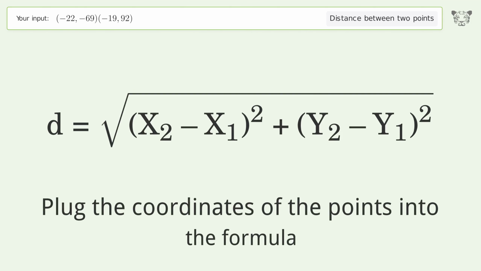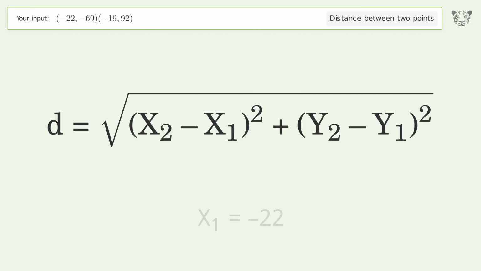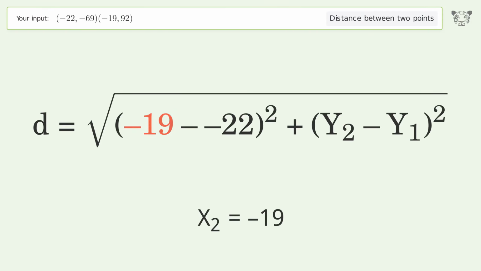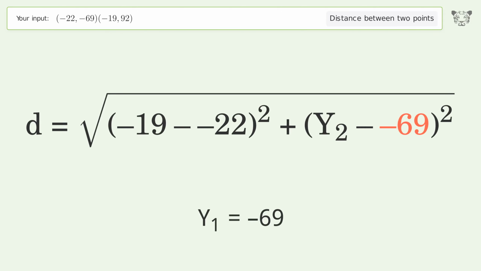Plug the coordinates of the points into the formula. x1 equals -22. x2 equals -19. y1 equals -69. y2 equals 92.